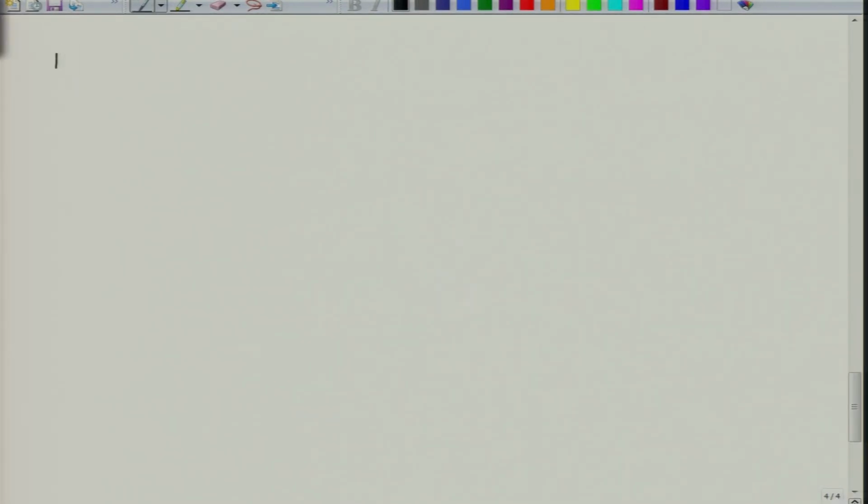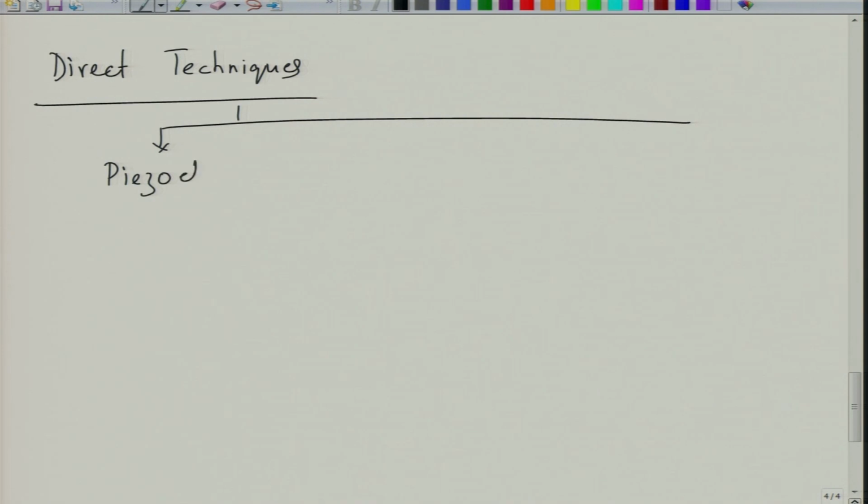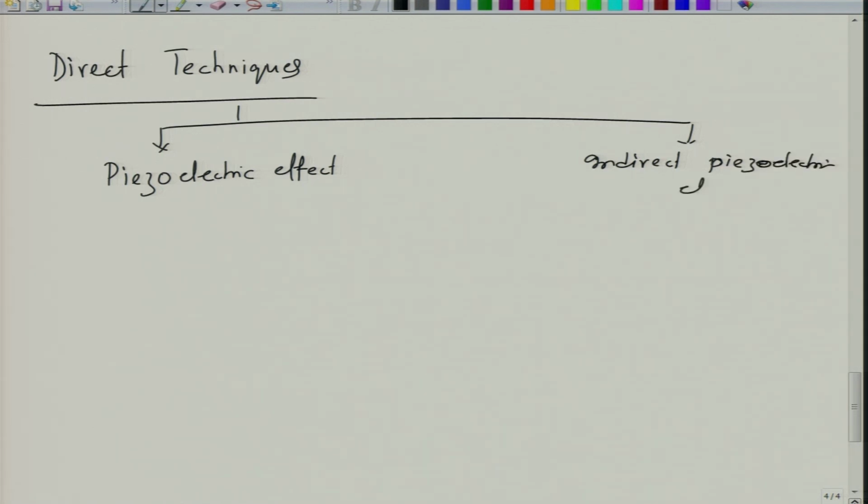So, in the piezoelectric case there are direct techniques, and you can have the direct piezoelectric effect and you can have the indirect piezoelectric effect. Among these also we have a lot of techniques. We have the technique based on the application of normal load.